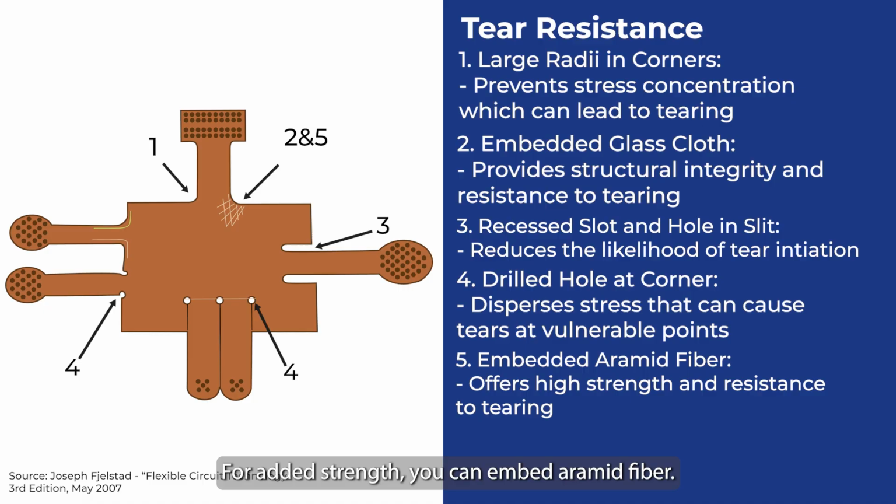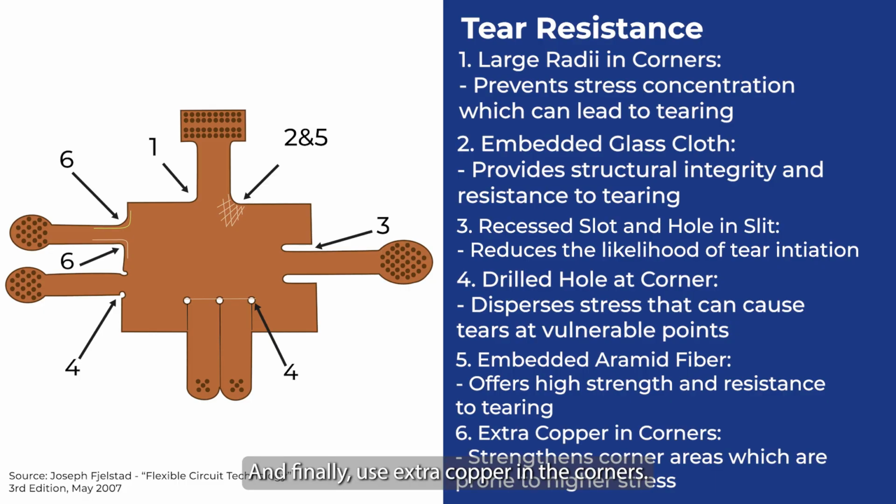For added strength, you can embed aramid fiber. It's incredibly tough and resists tearing even under strain. And finally, use extra copper in the corners. These areas take on a lot of stress, and reinforcement here adds durability where it's needed most. Individually, each of these changes is simple, but together, they make your flex design a whole lot tougher.